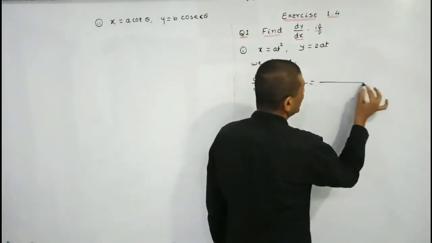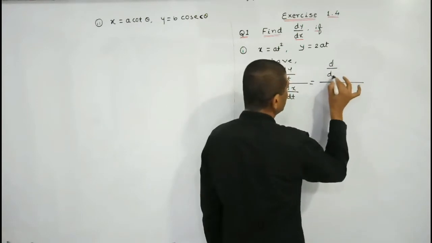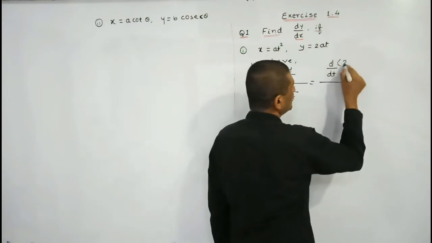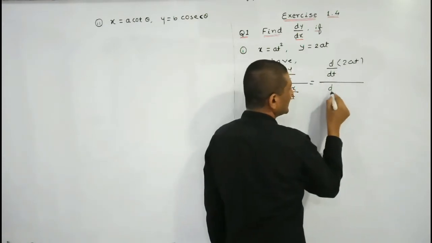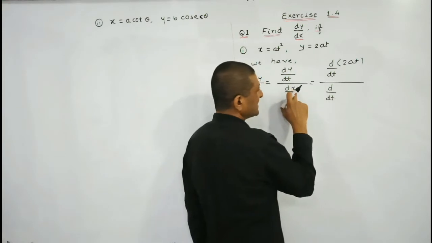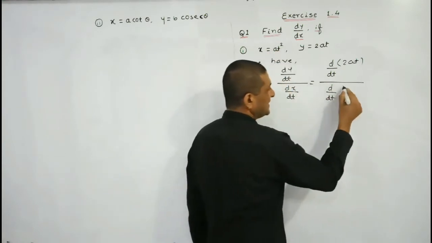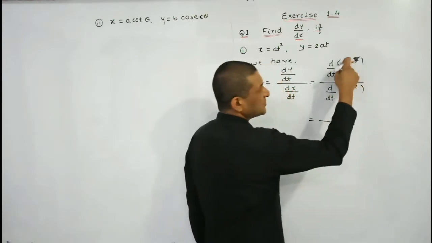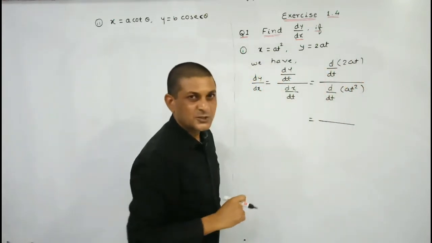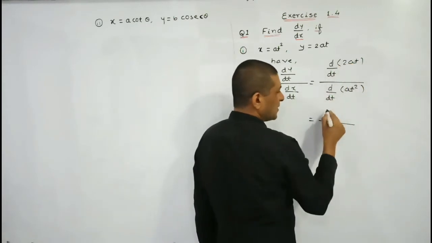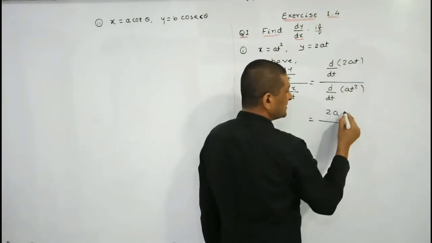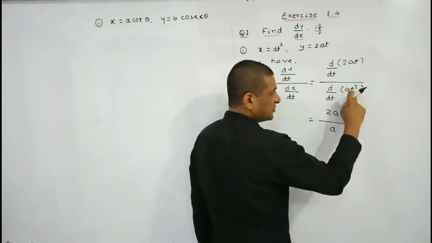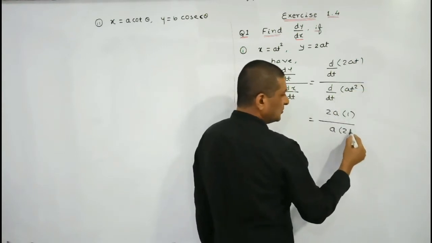In the numerator, keep d by dt as it is and substitute the value of y. What is the value of y? 2at. In the denominator also, keep d by dt as it is and replace x by its value. What is the value of x? at square. Now we differentiate with respect to t. 2a is a constant term, keep it as it is, and the derivative of t is 1. In the denominator, a is a constant, keep it as it is, and the derivative of t square is 2t.